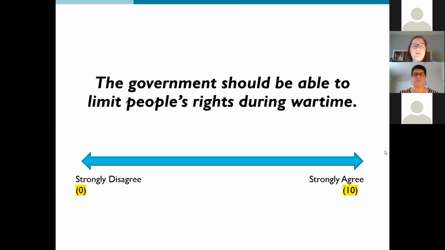One of the reasons why we selected this case was because we could pretty easily right now substitute out the term wartime for national emergency and have a really relevant, in-the-moment conversation. I think that's something to think about: when the government should be able to limit people's rights, and our reasoning for whether we say yes or no. I'm seeing a lot of people who are more on the disagree side of things.